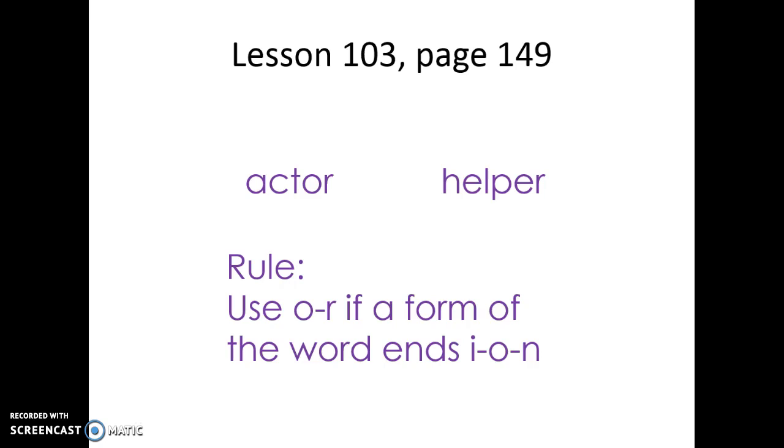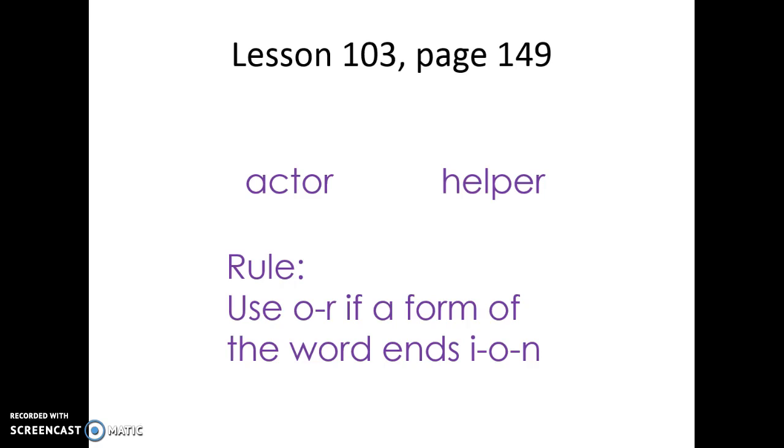Number 5, speak. Is there a speaction? Speakion? No, so leave the second column blank and then write the correct ending for speaker. Photograph. Is there a photographion? No. So leave the second column blank and write the correct form of photographer in the last column.